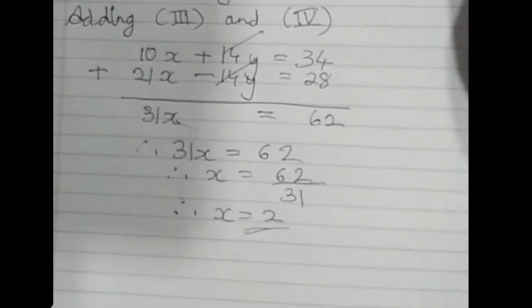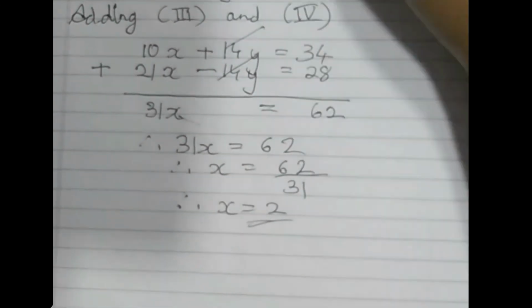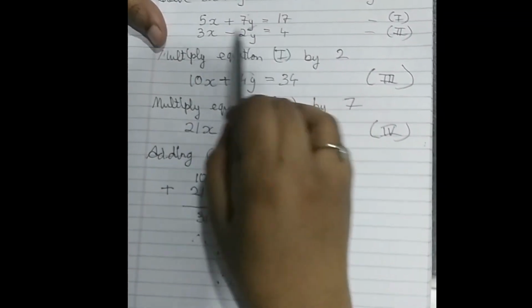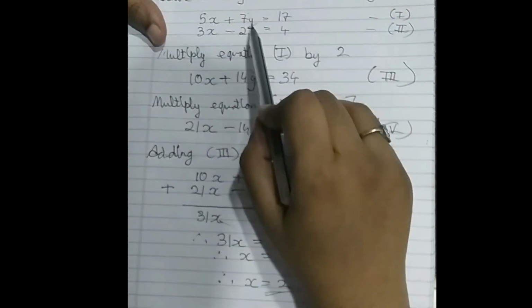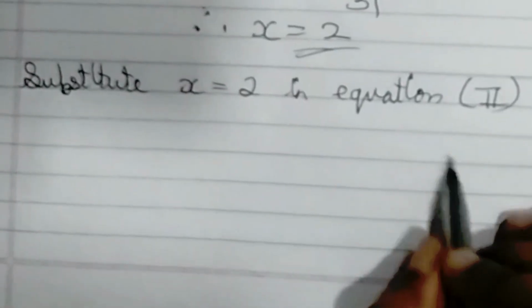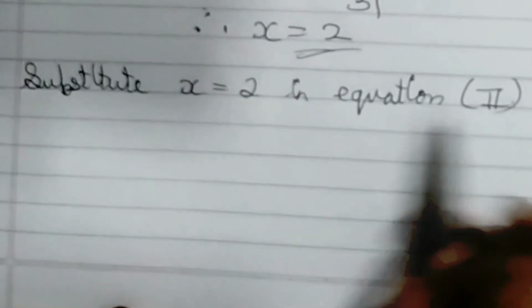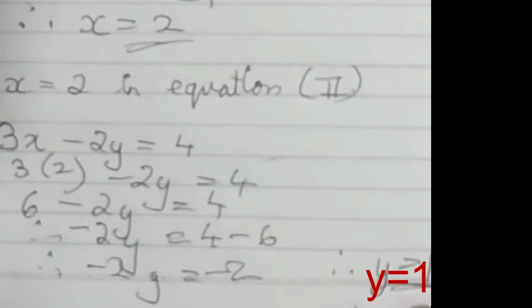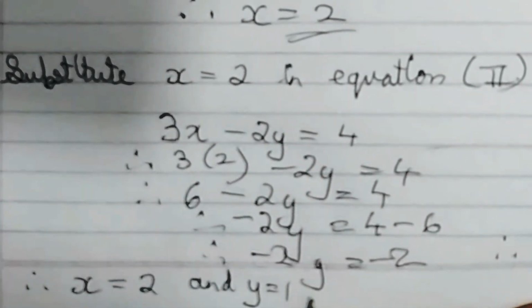Now for finding the value of y, we will substitute this value in equation 2. Any equation you can substitute, but if we substitute in 2, it will be easy to solve. Substituting x equal to 2 in equation 2 and solving it, we got the final answer as y equal to 1. Therefore the value of y is 1. Therefore we get x equal to 2 and y equal to 1.